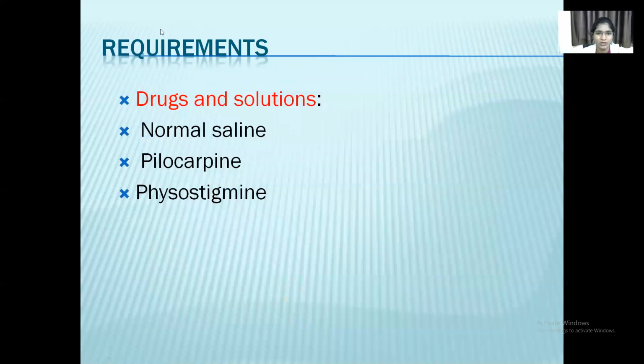And drugs, what drugs can we use? Normal saline, which is used in the control eye. And miotic drugs are pilocarpine, physostigmine, and acetylcholine or carbachol. These are the drugs required in this experiment.